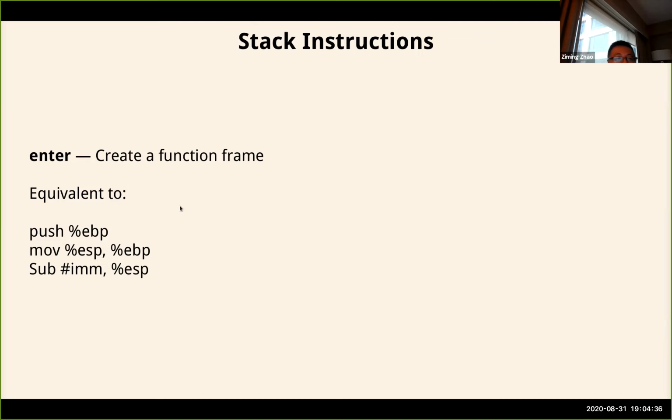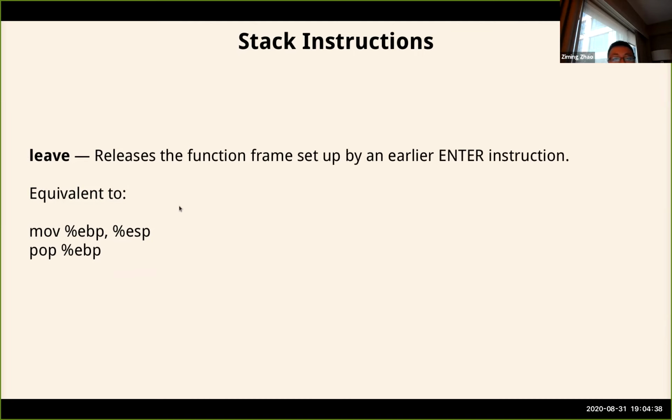So if we have enter, then we must have leave. Leave is the opposite of enter. It's equivalent to two instructions. We move EBP to ESP, so the value of ESP is lost. We don't care about the value anymore. ESP is now the same as EBP. Then we pop EBP, meaning we pop what ESP points to into EBP. So the value of EBP from the first instruction is lost, and the new value of EBP is restored from the stack.